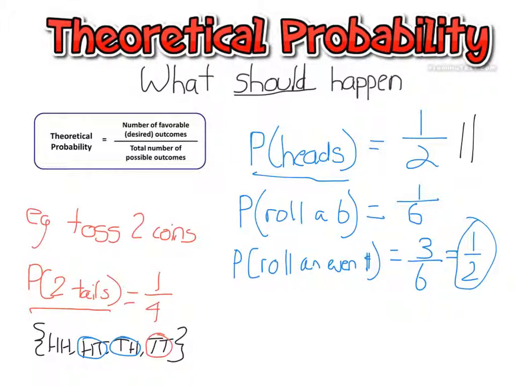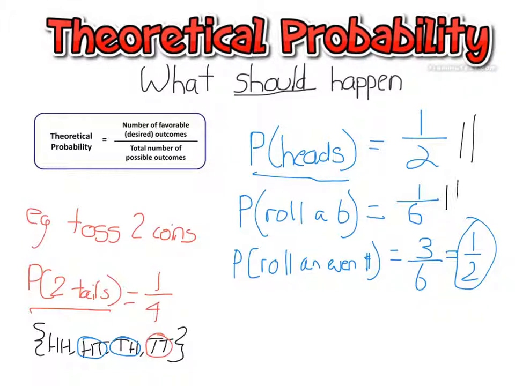That doesn't mean that it will happen. If I toss 10 coins, I could get 10 heads, or I could get 8 heads, 2 tails. Theoretical probability is what should happen. So I expect that the proportion of times I get heads is a half.